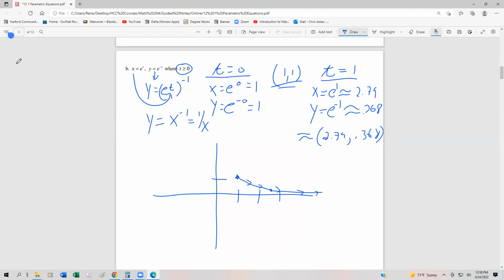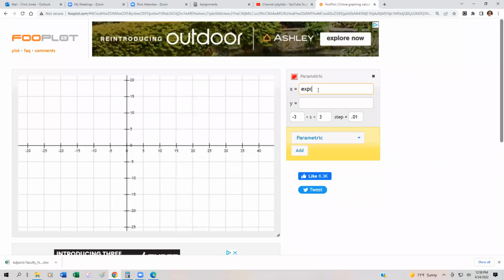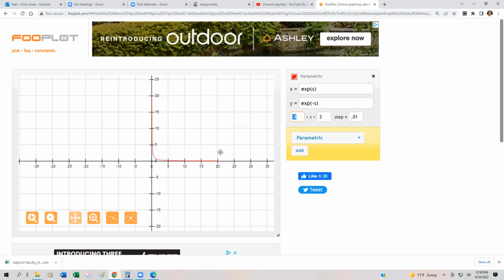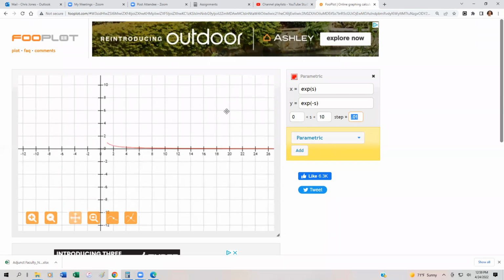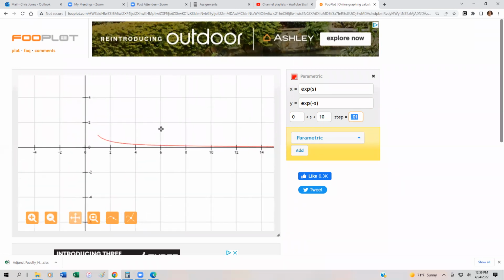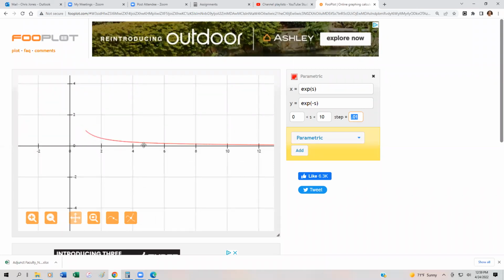Now, of course, if we don't trust our answer, we're going to use Fooplot to see what's going on with this. So I'm going to go back to Fooplot, and remember we have x is exp of s, and we have exp of negative s. Notice it gives us this shape, but remember, we want s greater than 0, so let's say 0 to 10 or something like that. I know it's not the exact domain that we want, but that's precisely what we got, and the orientation goes along this.